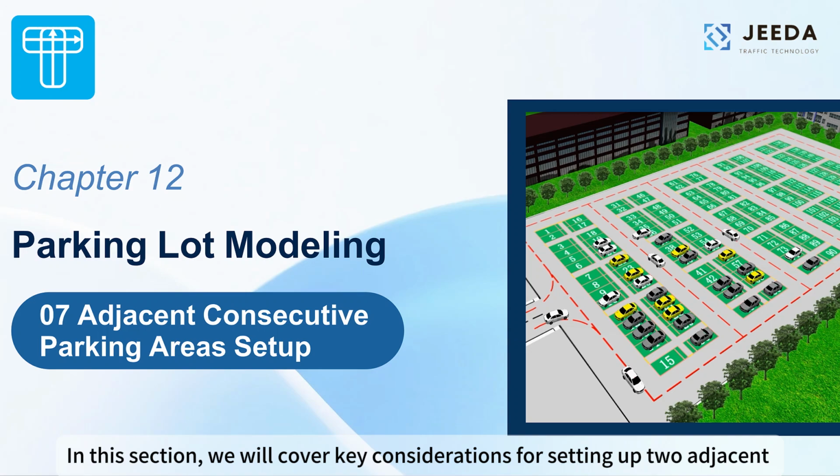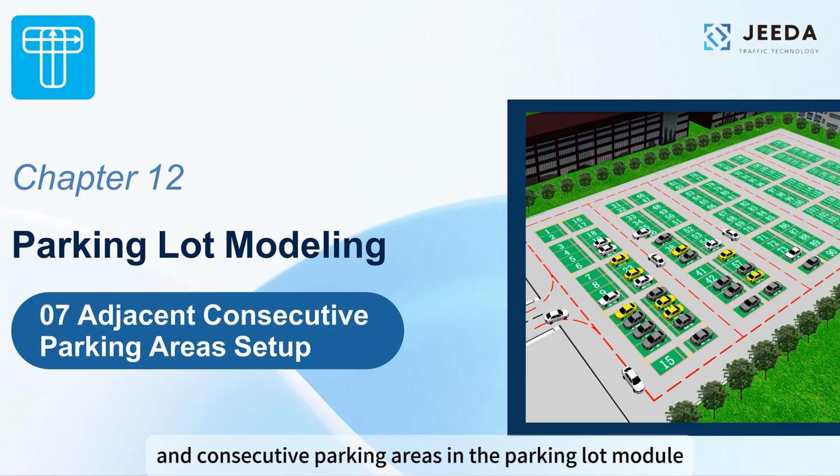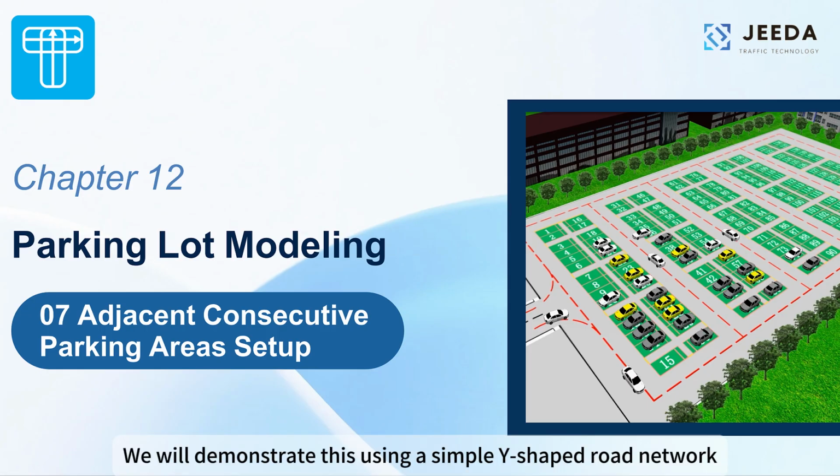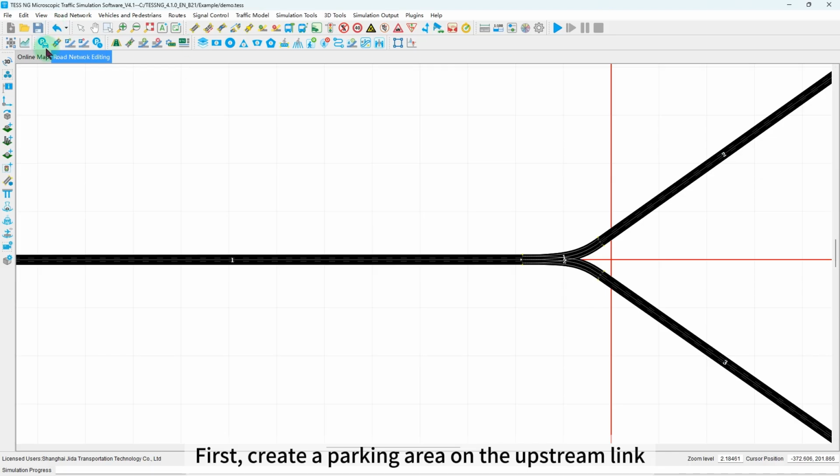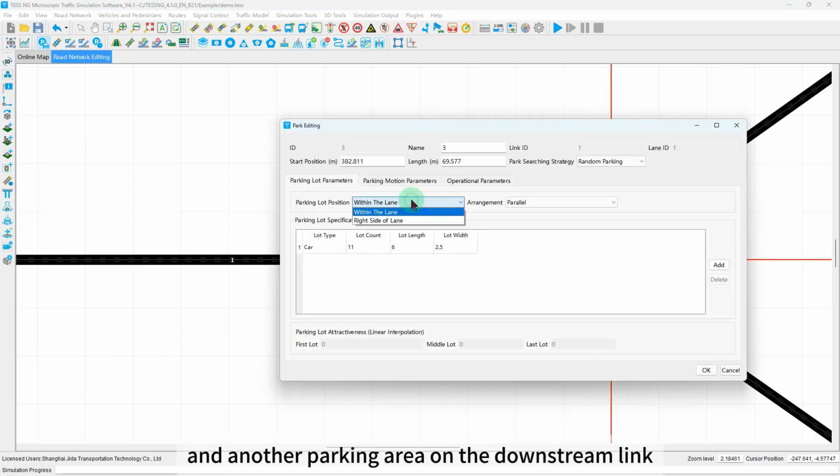In this section, we will cover key considerations for setting up 2 adjacent and consecutive parking areas in the parking lot module. We will demonstrate this using a simple Y-shaped road network.